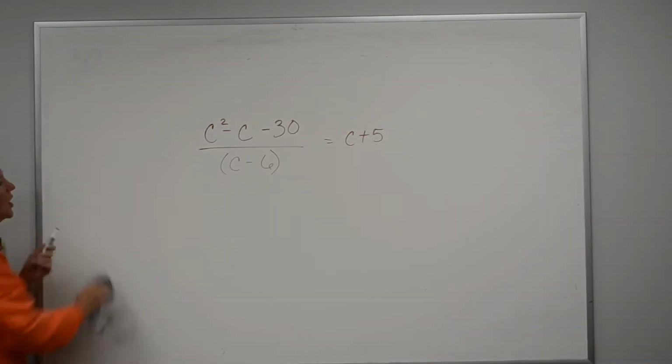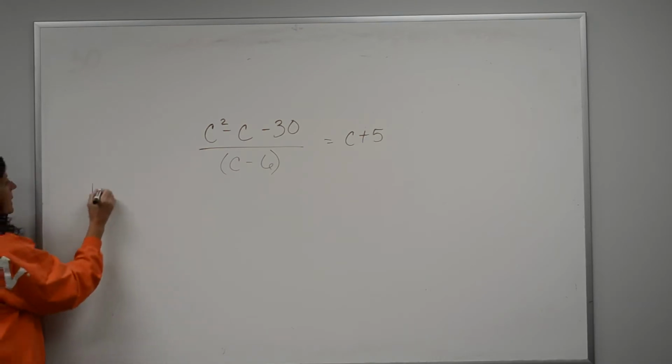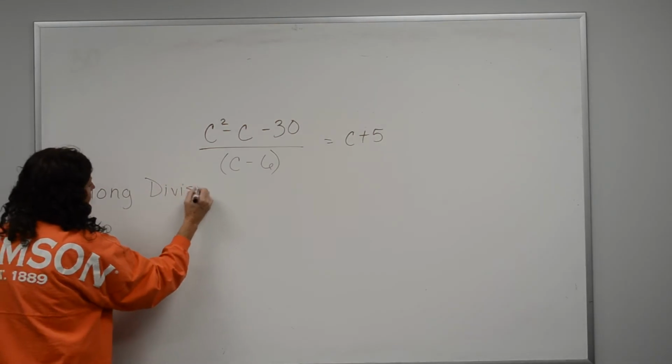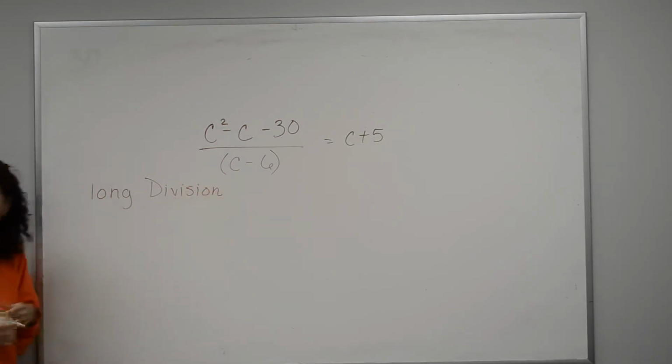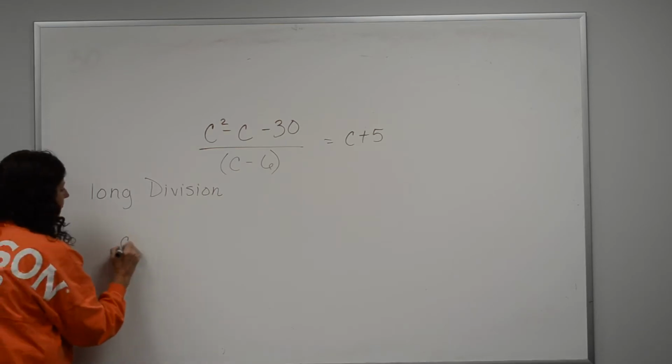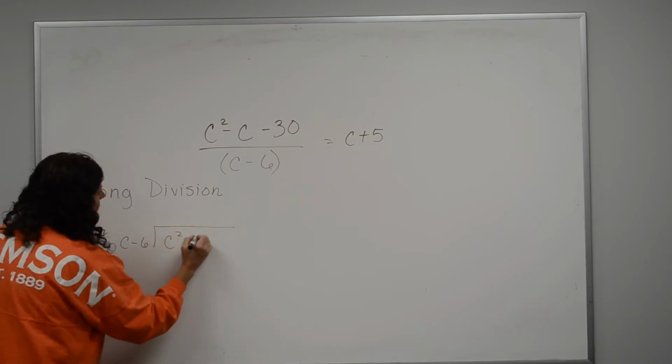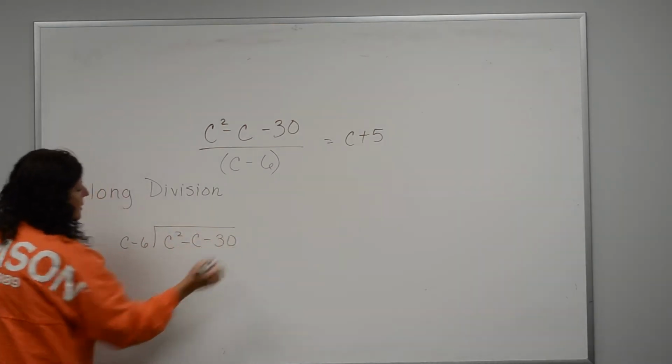And we have to do it the long way. This is a method called long division, and you probably go, oh, I remember long division. That wasn't my favorite thing to do. It's a piece of cake with polynomials. Much, much easier. So you have C minus 6 divided into C squared minus C minus 30.